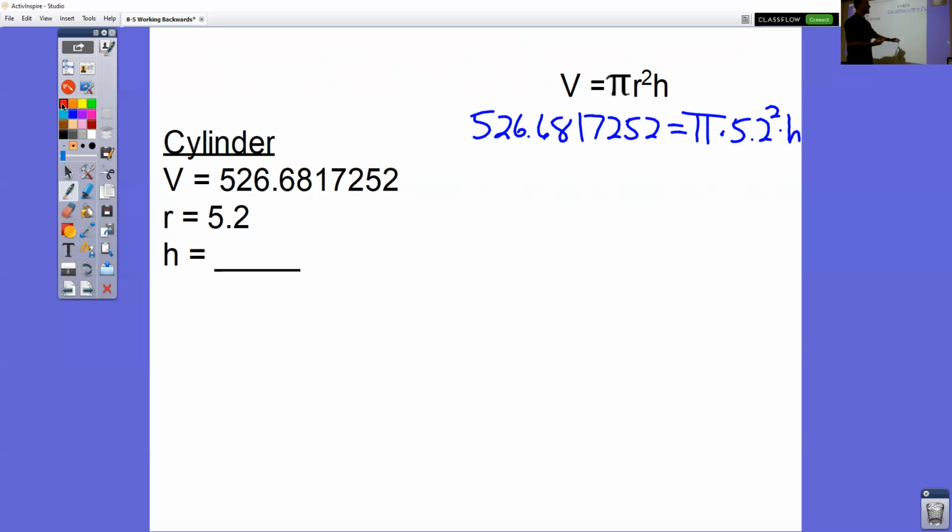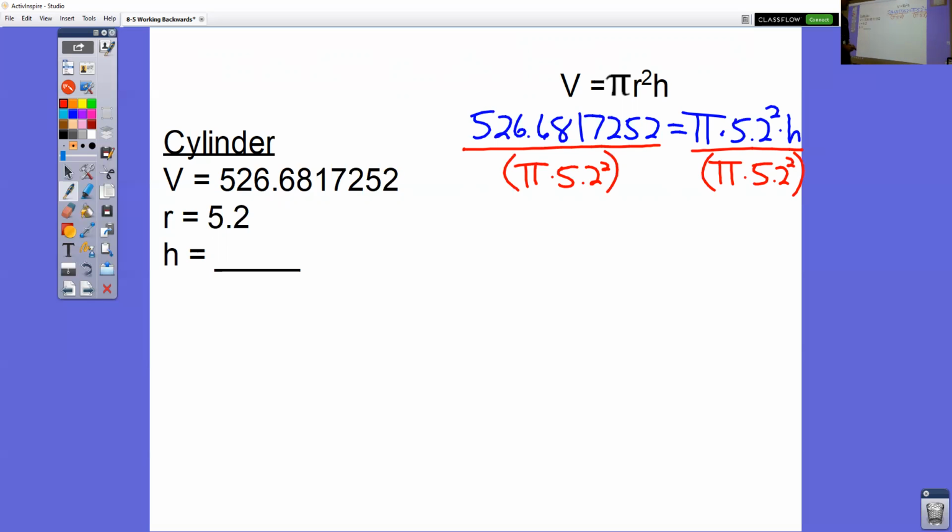The second step is to divide by everything except for the letter that we're solving for. We're solving for this h. So we want to divide by pi. We want to divide by 5.2 squared. We need to put that inside parentheses. Whatever you do to one side of the equal sign, you have to do to the other side of the equal sign. So we want to divide by pi times 5.2 squared on both sides.